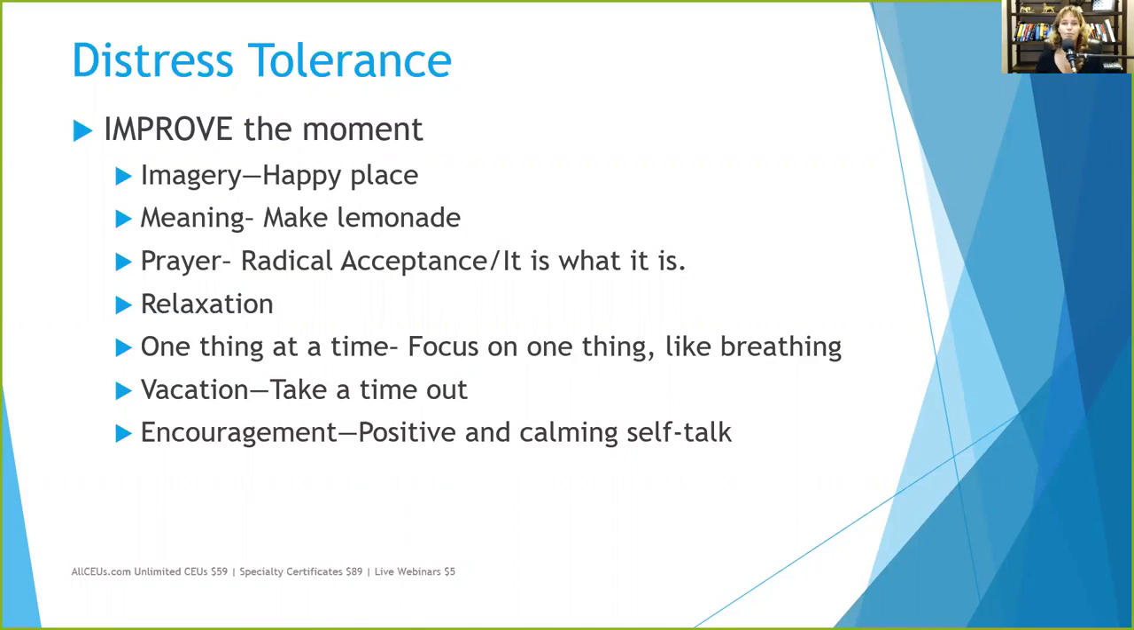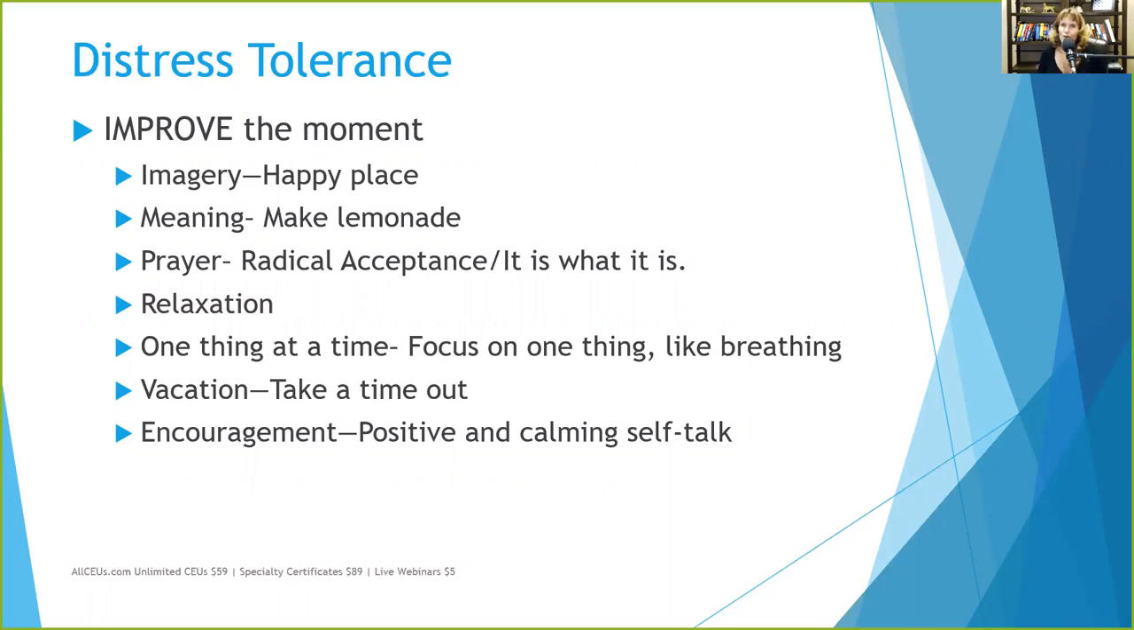Improve the moment. Imagery. Go to your happy place, whatever your happy place is. Meaning. Find alternate meaning for what's going on. Linehan refers to it as making lemonade. We all know how to do that. We're not necessarily the best at it, but try to make lemonade. Try to look for the optimistic meaning in whatever it is. Prayer. Even if someone is not religious, they can be using radical acceptance, accepting it is what it is and not trying to change it, just putting it out there for the universe.